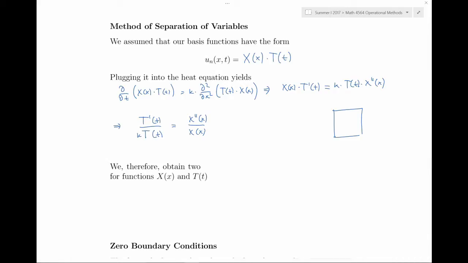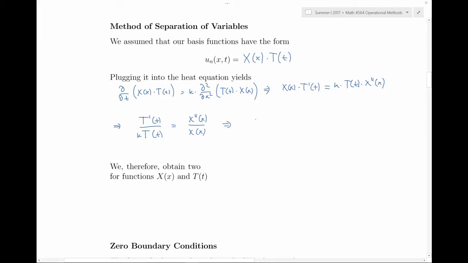Let's look at these fractions again. The left fraction is a function of time only. The right fraction is a function of x only. How is it possible that one function that's only of time equals another function that's only of x? That's right. This can only happen if both of the fractions are just constants, because none of the fractions can depend on time or x.